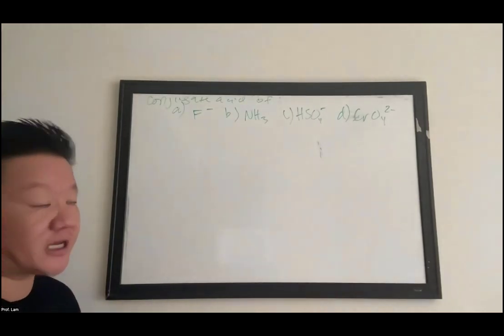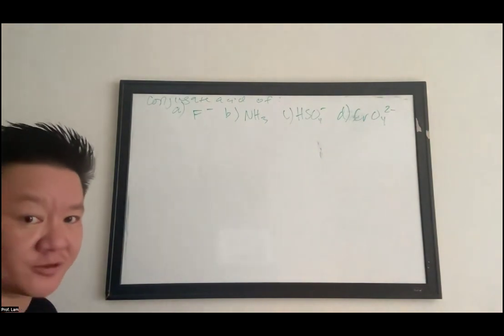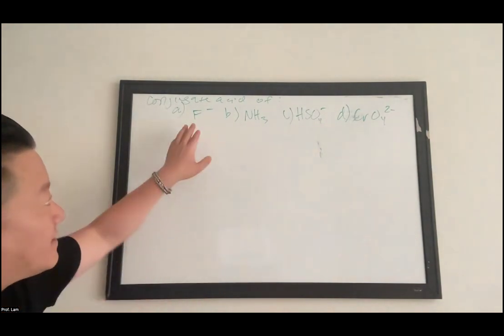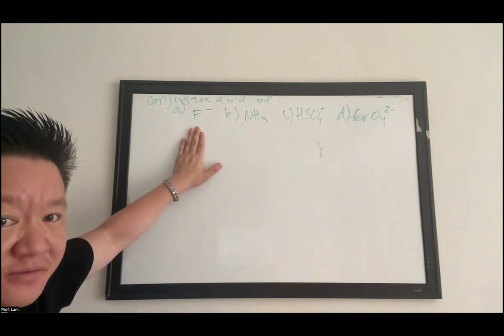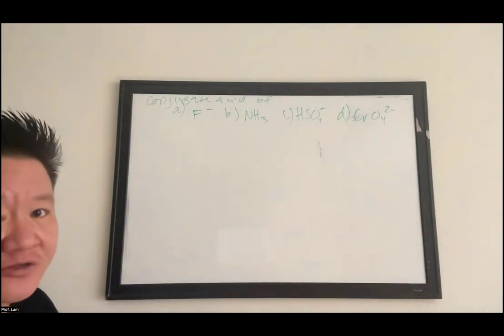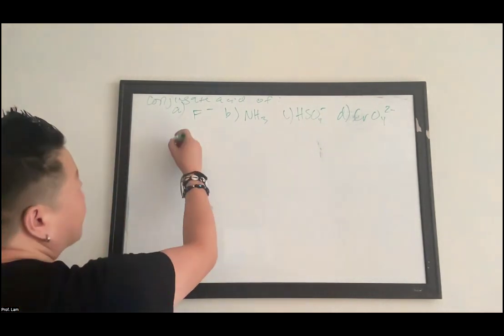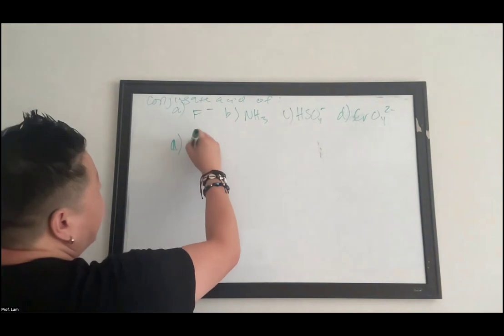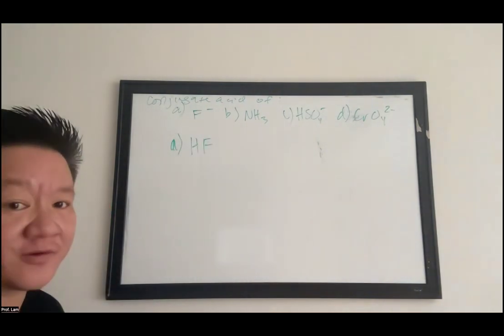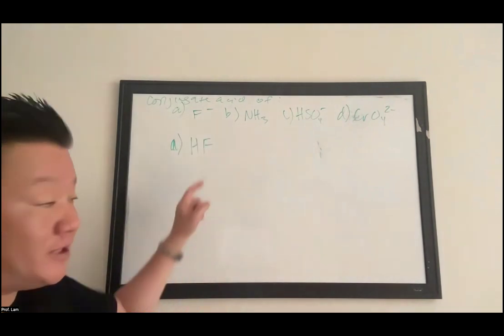So to get the conjugate acid, what you need to do is add a proton, right? Because it wants the acid version of this. The acid version of it must have a proton, right? So anytime you're asked for a conjugate acid, add a proton. For A, it would be HF, right? A proton is H plus, so H plus and F minus will be neutral, HF.